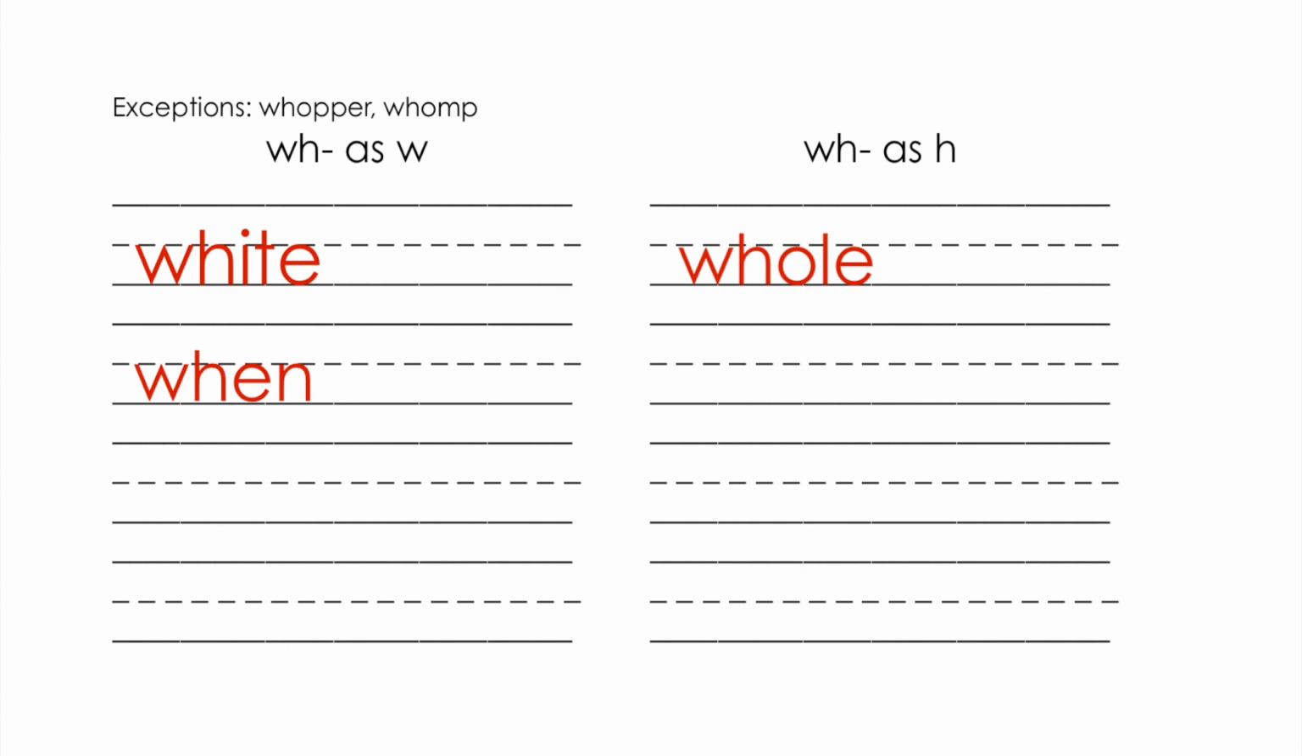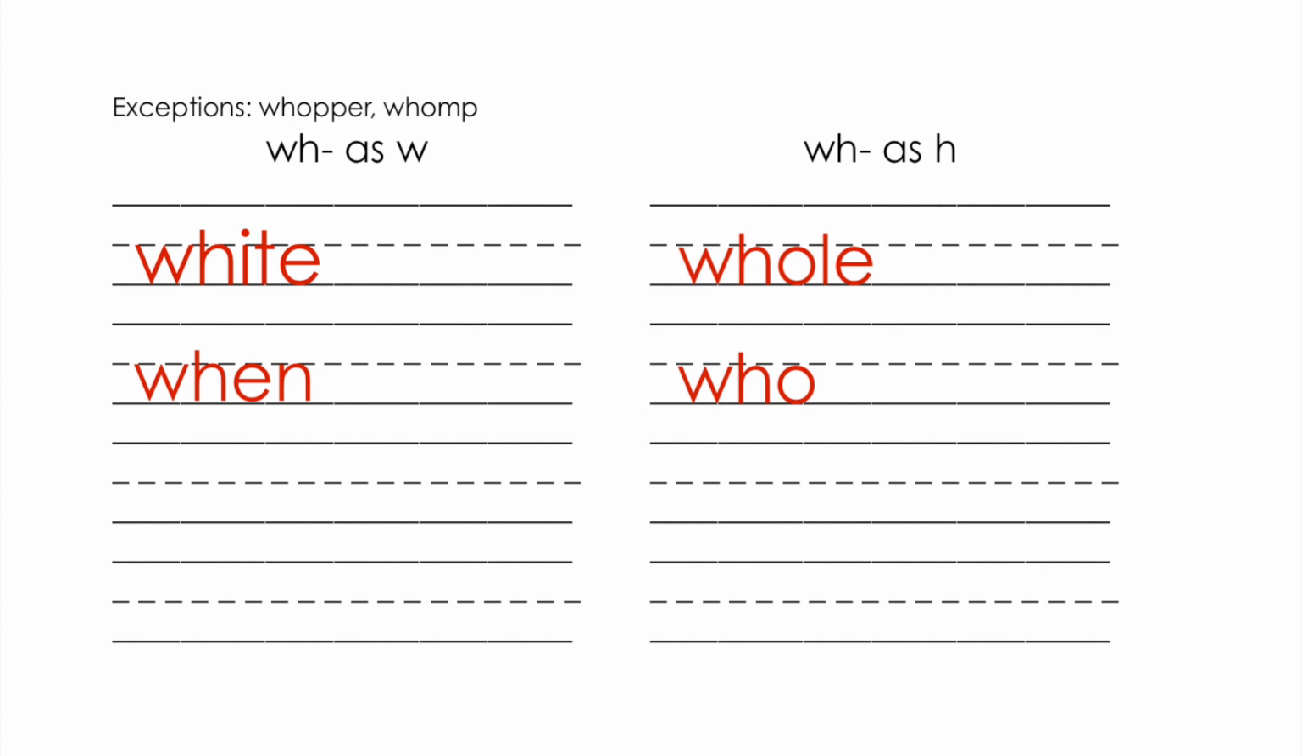The next word is who. Who is spelled W-H-O, and since it makes the H sound, it goes in the second column.